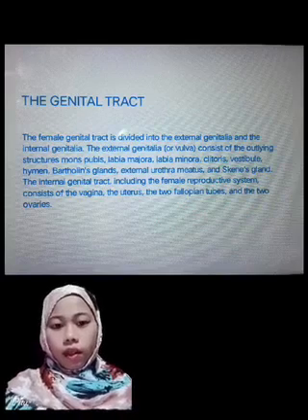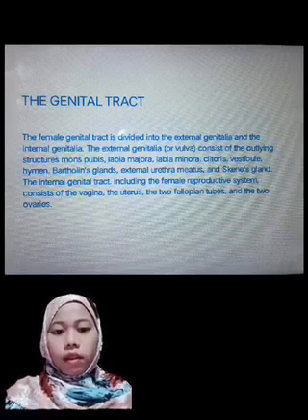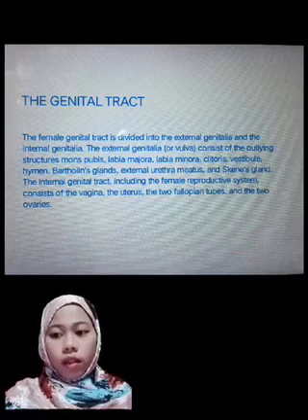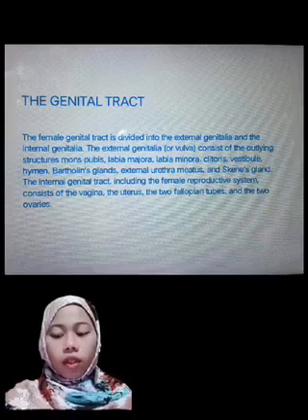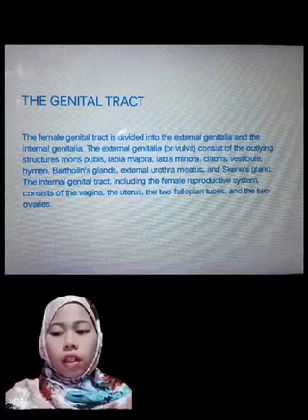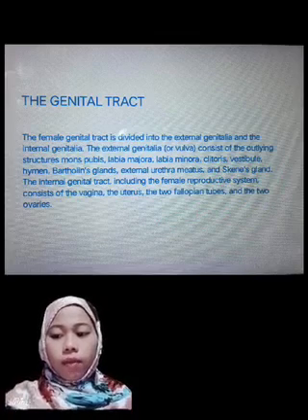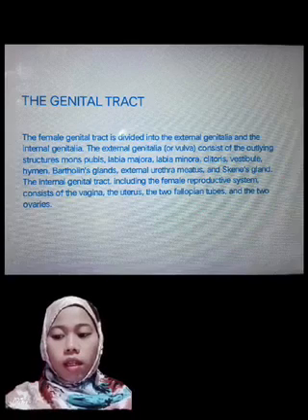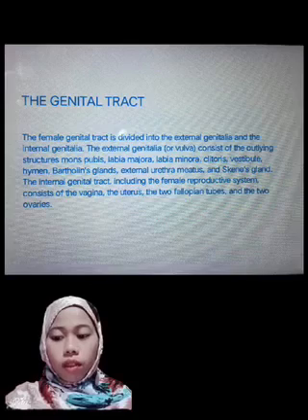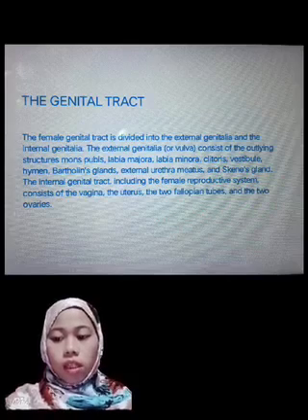So next, let's proceed to the development of the genital tract. The female genital tract is divided into the external genitalia and the internal genitalia. The external genitalia, or vulva, consist of the outlying structures: mons pubis, labia minora, clitoris, vestibule, hymen, Bartholin's glands, external urethral meatus, and skin glands.